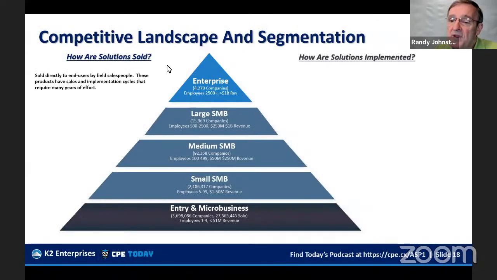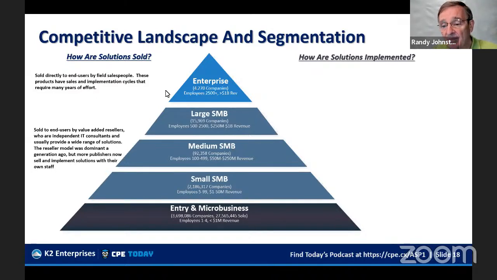Now, another key thing in this market is that the higher end solutions are sold by field salespeople, as opposed to the mid-market products, which are sold by value-added resellers and partners. The reseller model was very dominant a generation ago, but more and more publishers started doing their own direct sales and implementations because the complexities of the products became so great. And there's been a large shift in the market on that.